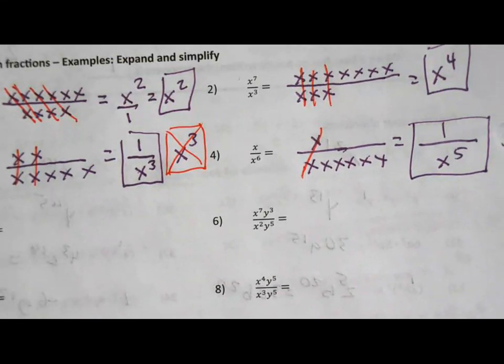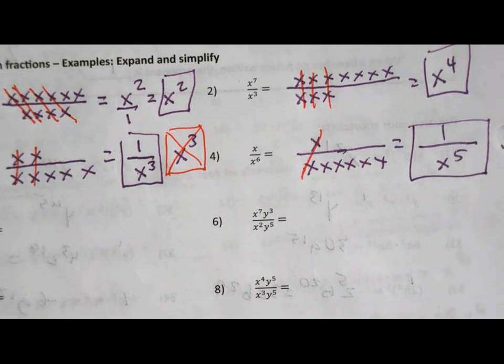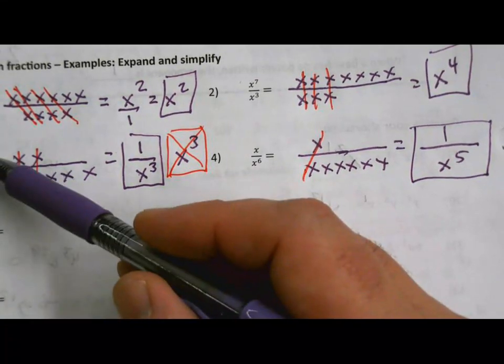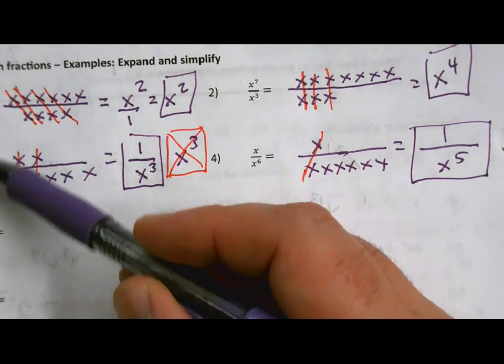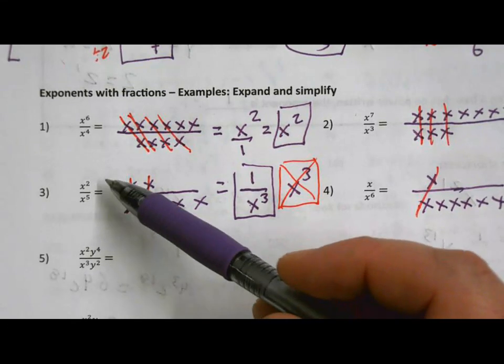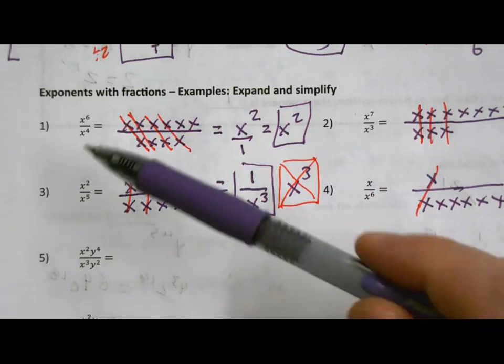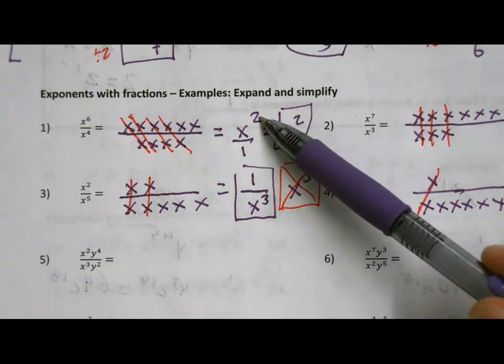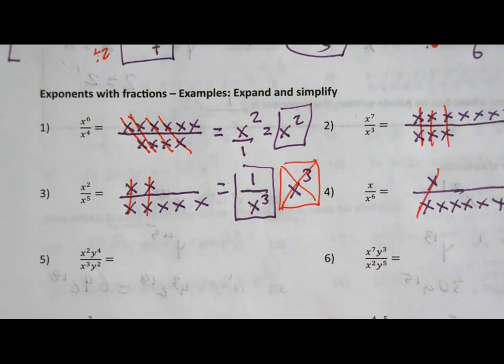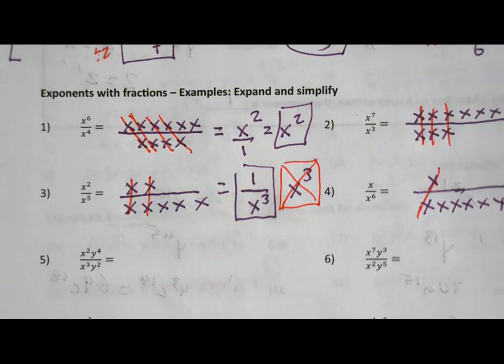How you guys doing so far? Has anybody figured out the shortcut to this yet? So we don't have to keep writing out all the x's. What am I doing with my exponents here? What did I do with my 2 and my 5 to figure out that I was going to have a 3? You were subtracting the 5 and the 2. 5 minus 2 gets you 3. Is that working for all these? 6 minus 4 got us 2. 7 minus 3 got us 4. You want to try using the shortcuts for the rest of them so we don't have to write all these things out? Okay, let's do it.